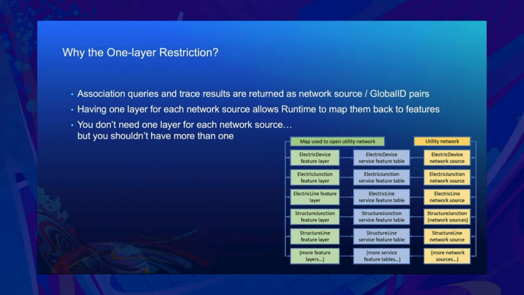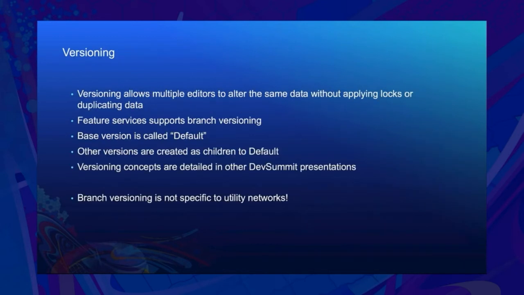Association queries and trace results are all returned from the service as a network source global ID pair. So when we have one layer for each network source, so you have an electric device subtype feature layer, you therefore have one service feature table, and we can then build a mapping internally between network sources and service feature tables. This lets us return to you elements that represent features rather than network sources that can't be connected to anything. So technically, you don't need one layer for each network source. If you don't want to display your structures, for example, you can leave that layer out. The key is that you don't want to have more than one.